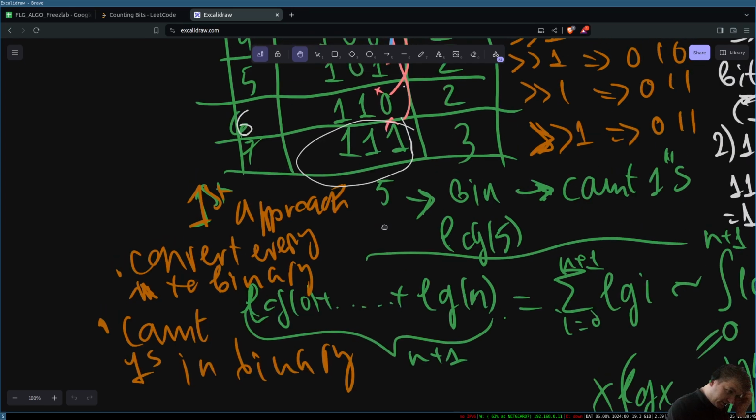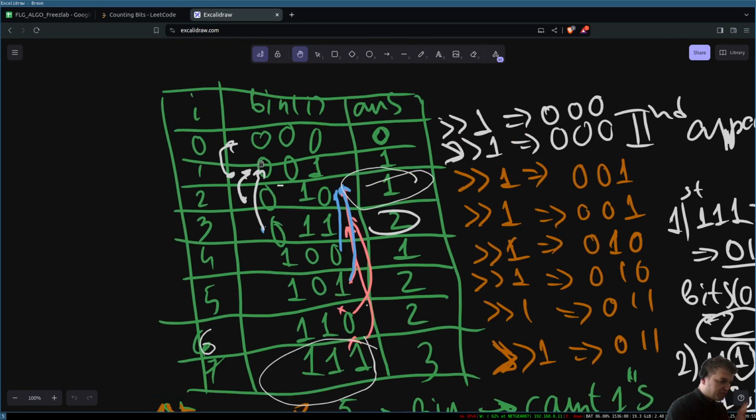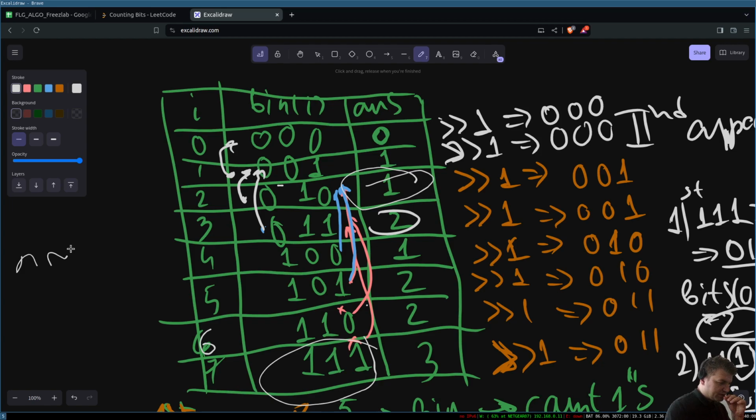the number I. So the idea of this problem: we have a sequence of consecutive numbers from 0 to n, where n can be up to 10 to the power of 4. And for every I, I should output the number of ones in the binary representation of I.